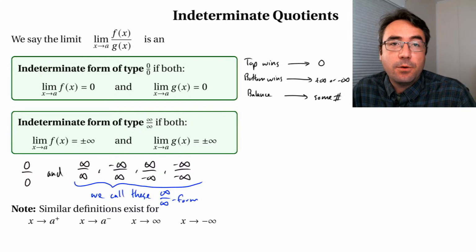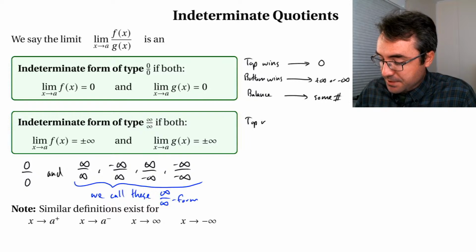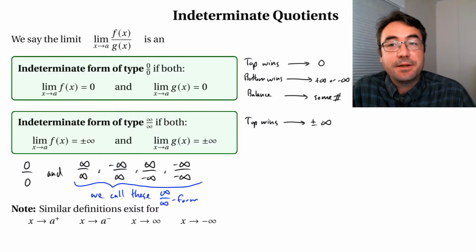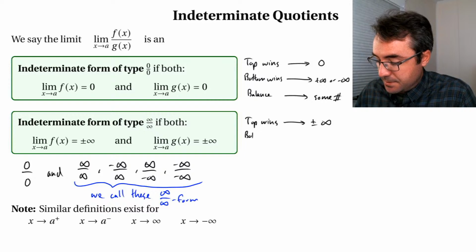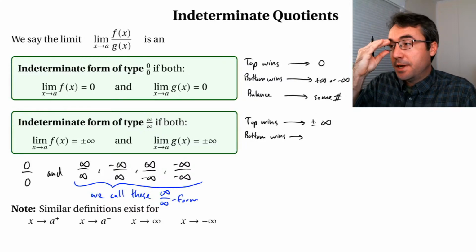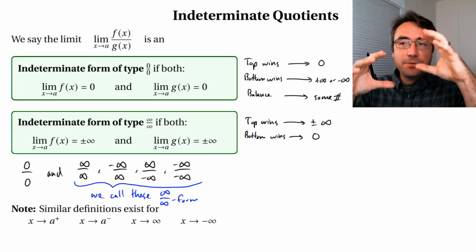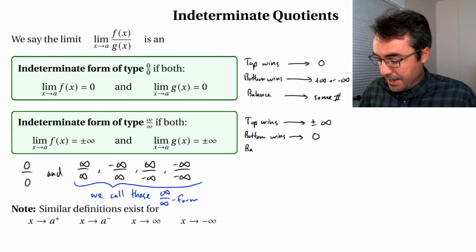Same thing with the infinity over infinity form. There's a conflict between the top function and the bottom function. So in this case, if the top function wins, then it gets really big positive or really big negative. If the bottom function wins, well then when the denominator gets really large and sort of dominates the fraction, what happens to the fraction is it gets really close to 0. And so the overall limit in this case would go to 0. Or again, a third option is that the two functions sort of balance each other out, and we end up with just some number in the middle.